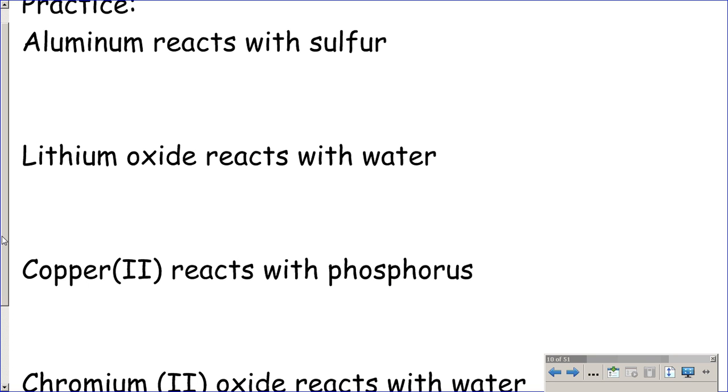Don't write the charges, think about them. You need 3 on the other side. They all have 3 plus charge, right? There you go. And then balance what you want. 2 Al, so 2 in the front and 3 sulfurs.